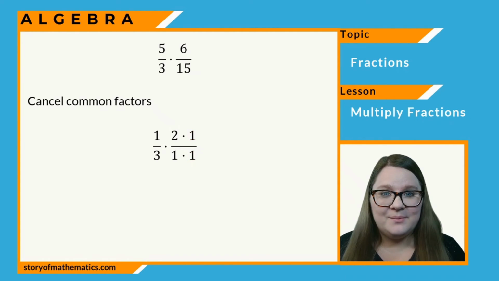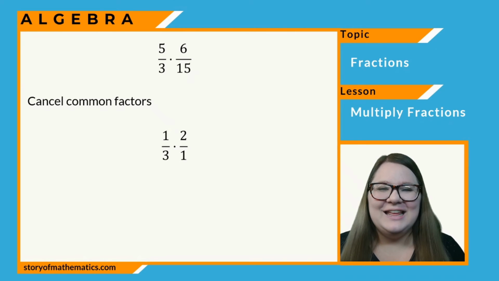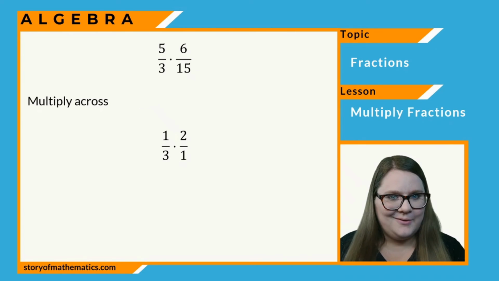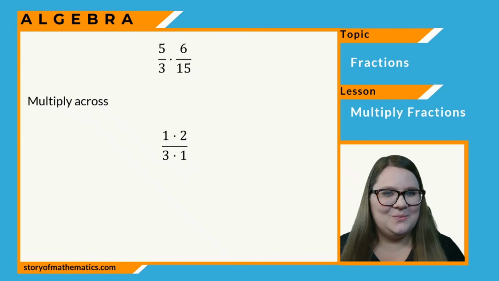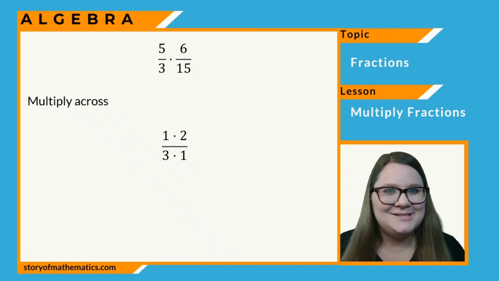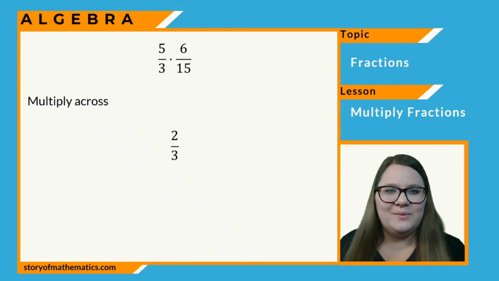And then I'm going to be able to simplify this a little bit. First of all, 2 times 1 is 2, and 1 times 1 is 1. Then I'll be able to multiply across the fractions. 1 times 2 and 3 times 1. Again, numerator times numerator, denominator times denominator. So 1 times 2 is 2, and 3 times 1 is 3. So once again, I get 2/3 as my answer.